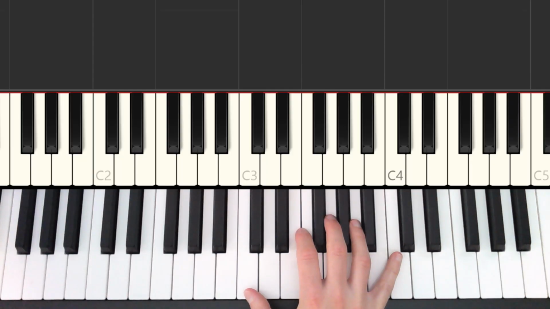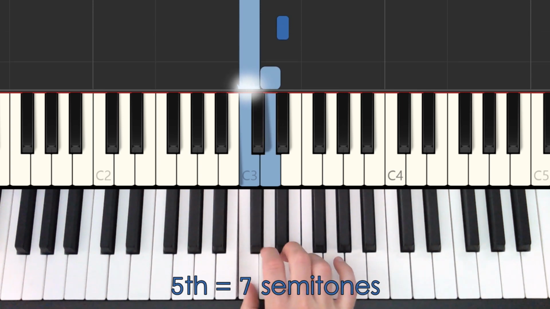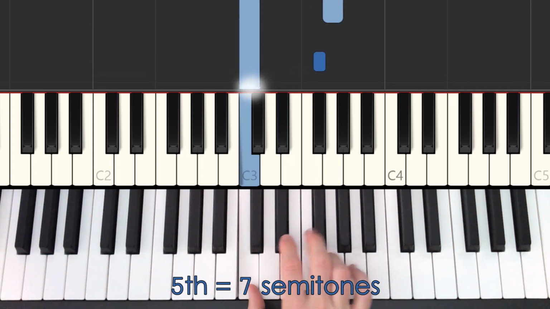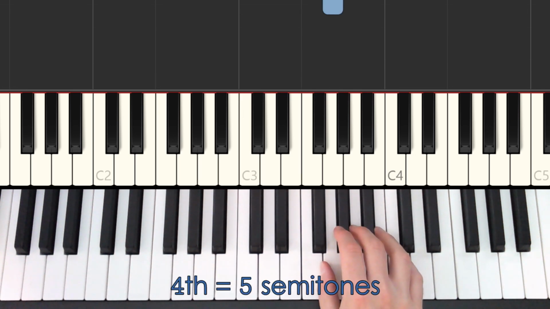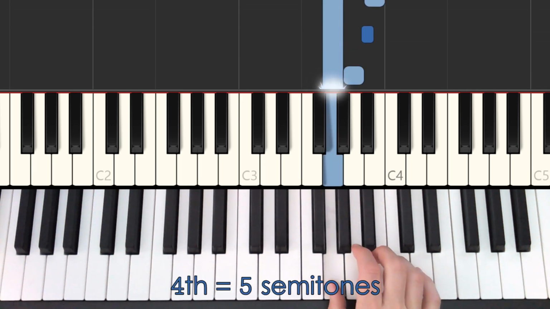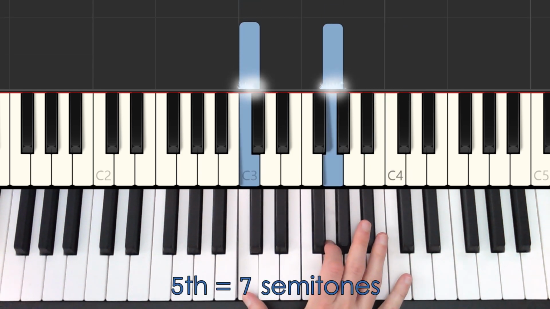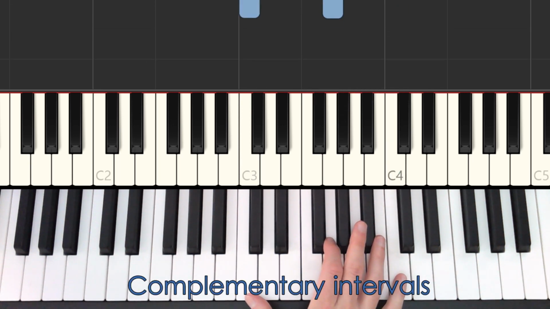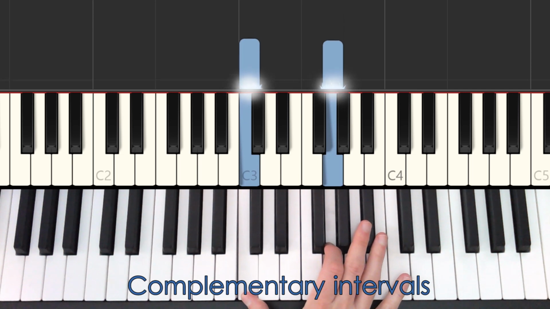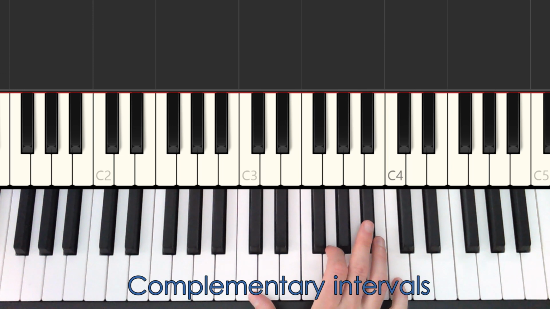A fifth is an interval of 7 semitones. 1, 2, 3, 4, 5, 6, 7. And the fourth is an interval of 5 semitones. 1, 2, 3, 4, 5. So a fifth and a fourth are complementary intervals because 7 plus 5 equals the 12 semitones of Western music.